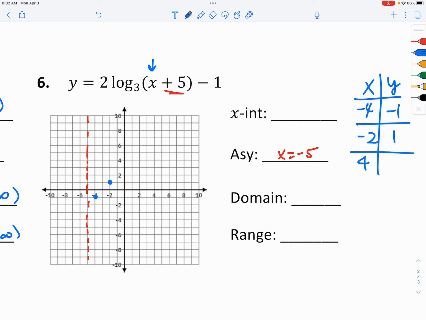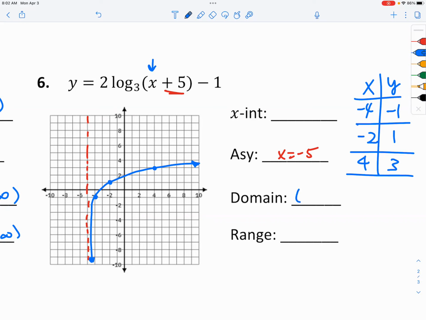4. Oh, 4 is nice. 4 plus 5 is 9. Log base 3 of 9 is 2. 2 times 2 is 4. 4 minus 1 is 3. All right, got the 3 points, and then we can go ahead and make a nice graph.